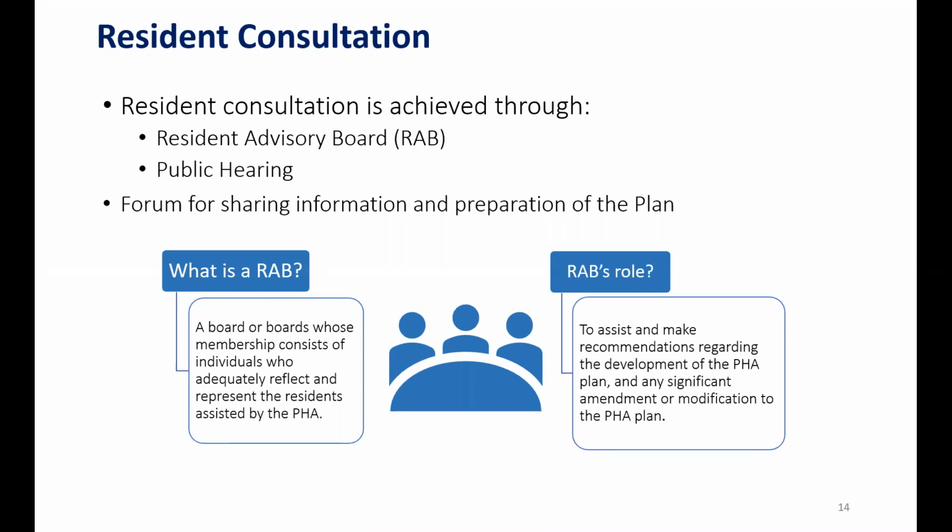The RAB is a board of boards whose membership consists of individuals who adequately reflect and represent the residents assisted by the housing authority. The RAB provides the housing authority and the residents a forum for sharing information. The role is to assist and make recommendations regarding the development of the PHA plan and any significant amendment or modifications to the plan. As part of the planning process, PHAs are required to have at least one RAB to assist in the development of the PHA plan or any significant amendments to the plan. So that is the RAB's role.